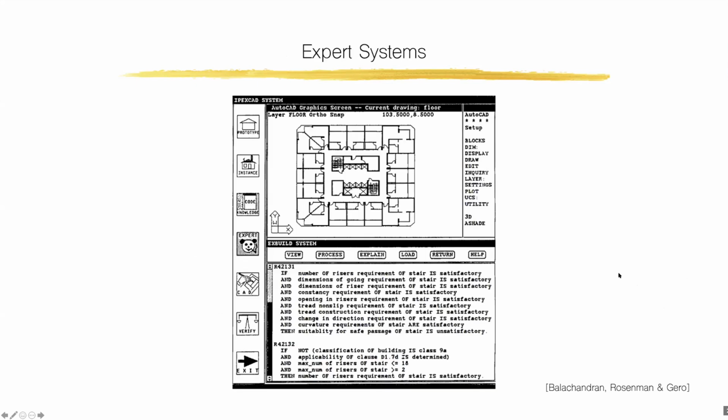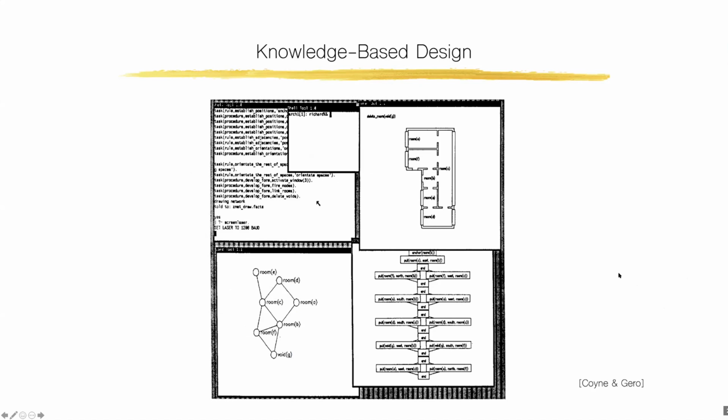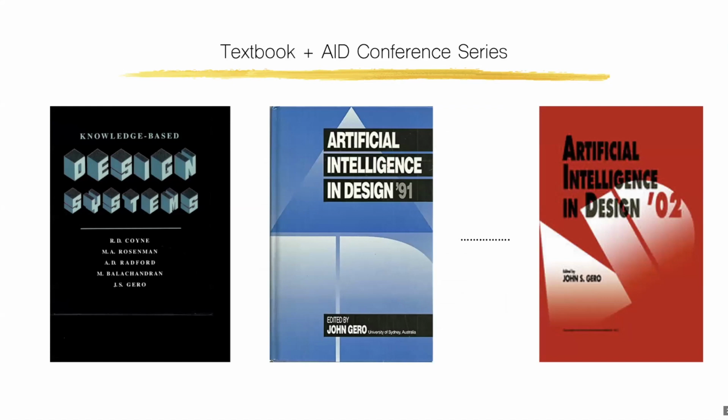This is about 85. And then we took ideas from planning and from design patterns and built knowledge-based design systems where you could put in requirements and it would generate solutions. And of course, we wrote a textbook, knowledge-based design systems, and started up a conference series.